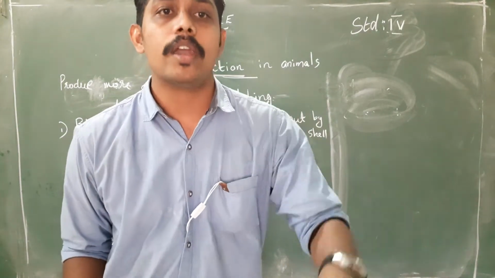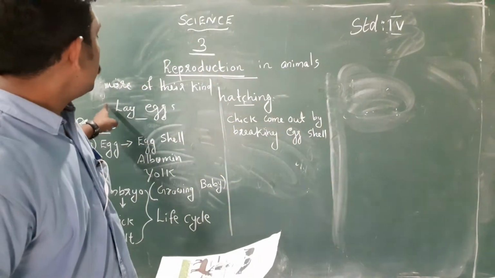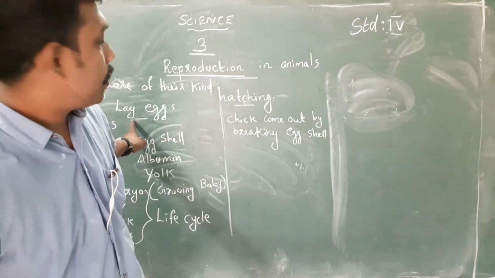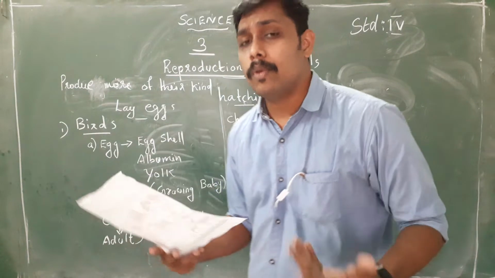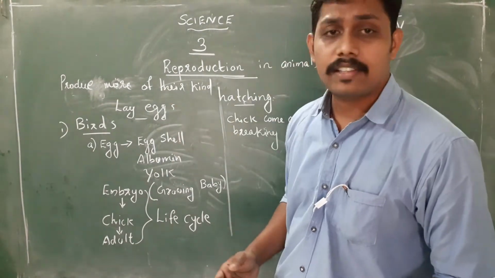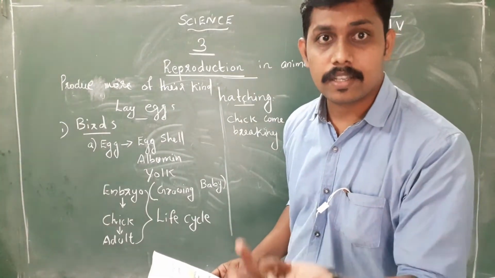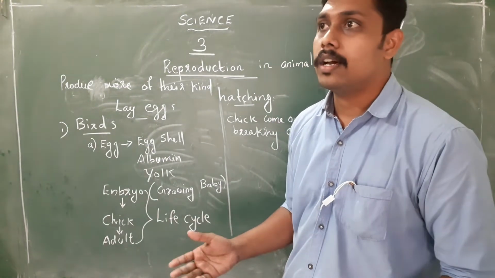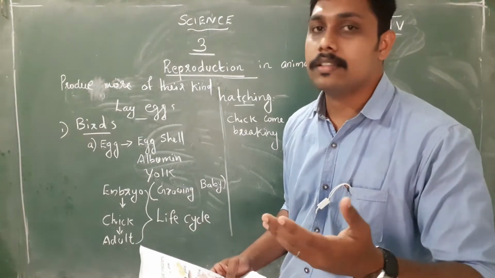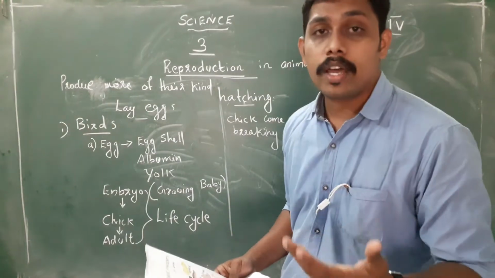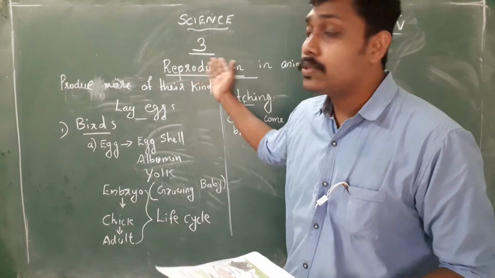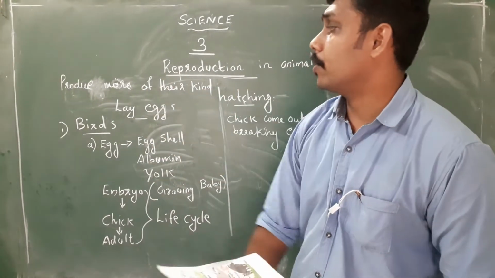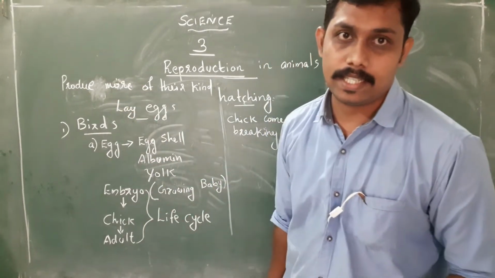So today we are going to discuss the animals which lay eggs. What are the animals that mainly lay eggs? They are birds, insects, frogs, and also lizards, crocodiles, and some more animals that reproduce their own kind by laying eggs. So today we are going to discuss birds first.